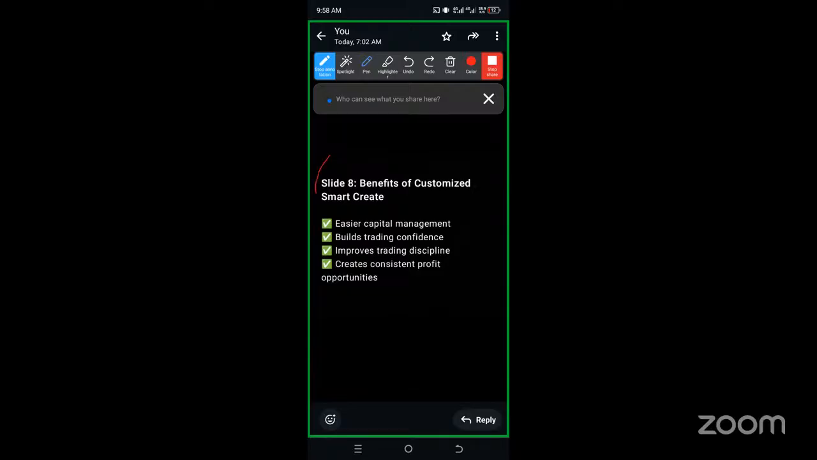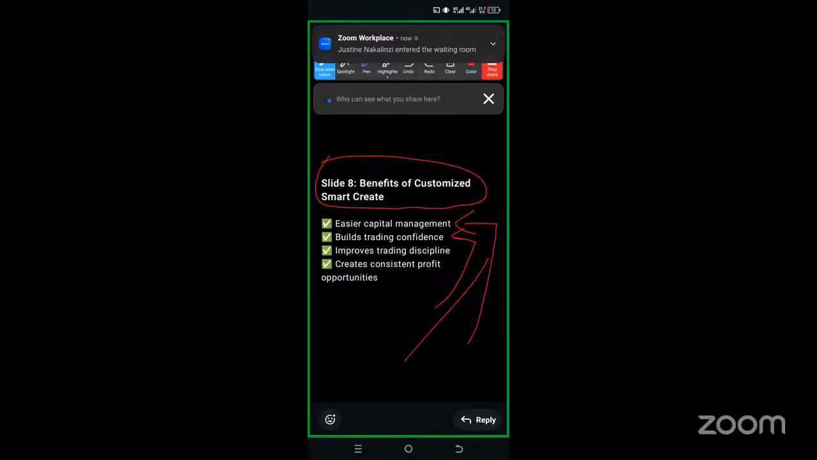So, the benefits of customized Smart Create. Number 1, easier capital management. You can manage capital easily. Number 2, it builds trading confidence. Number 3, it improves trading discipline. And number 4, which is the last, it creates consistent profit opportunities.